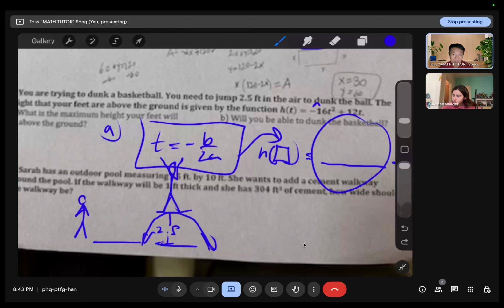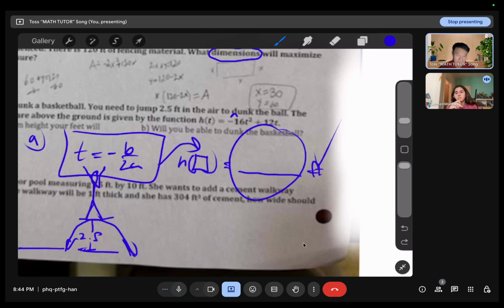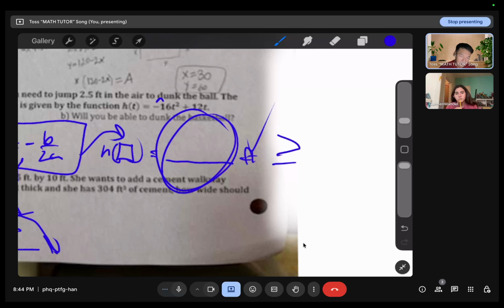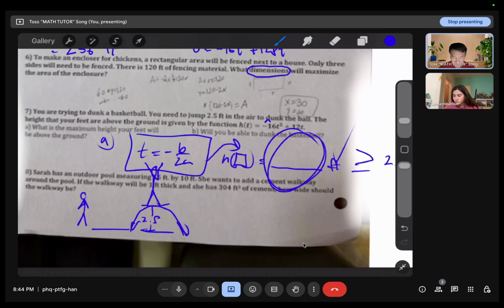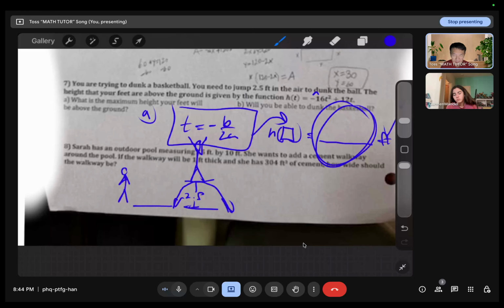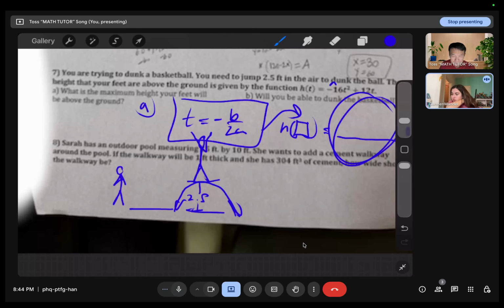If it's below 2.5, then no. It has to be exactly 2.5 or above. Let me write it. If it's greater than or equal to 2.5, then yes. That's it. So the height of your feet above the ground is given. That's why it makes sense. Okay. What about 8? Okay, 8. Eight's the pool.